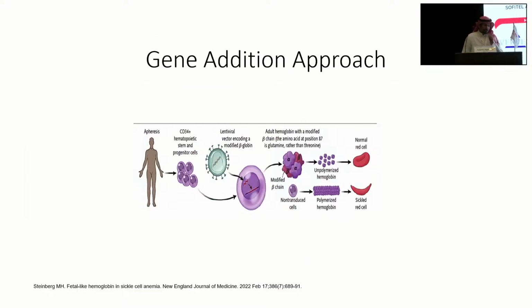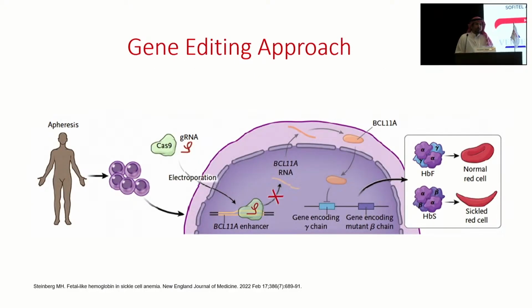In gene addition, you collect the stem cells, and there is a lentivirus. You insert this lentivirus, which leads to production of modified beta globin. The modified beta globin, as you can see here, is an unpolymerized hemoglobin, so this will lead to normal red blood cells and no sickling. This is gene addition. So what about gene editing?